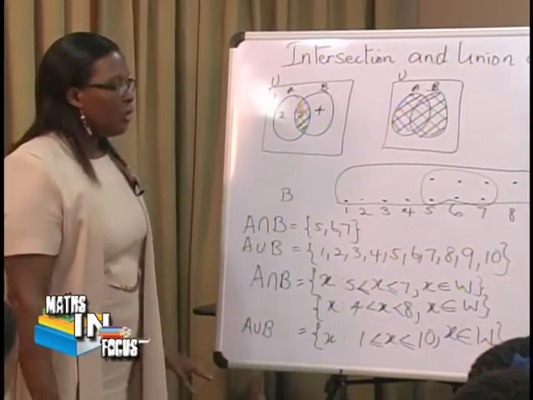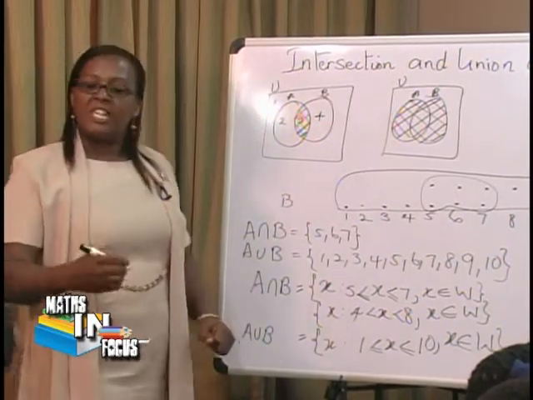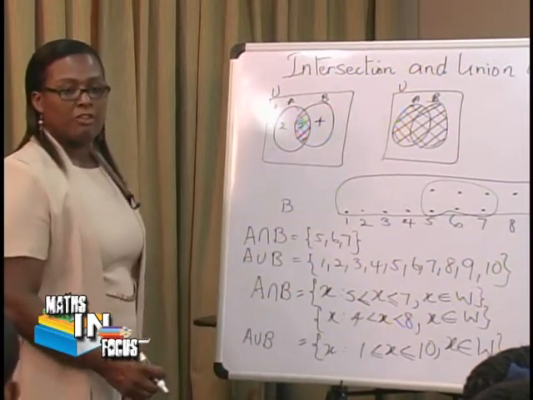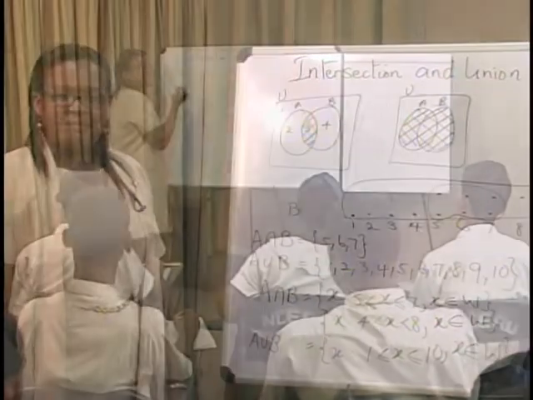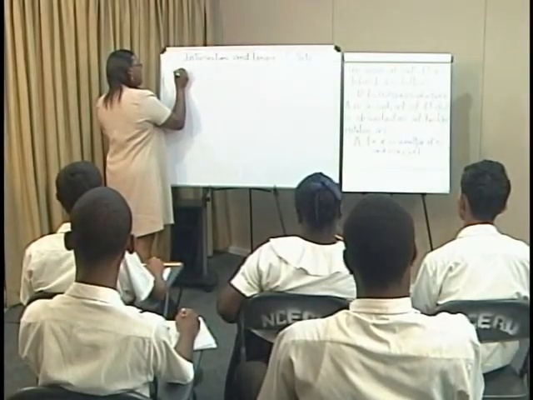Okay? So in as much as we can just take a set and write it in this form, we can also union and intersect them and write the results also in set builder notation form. Any question? Good.